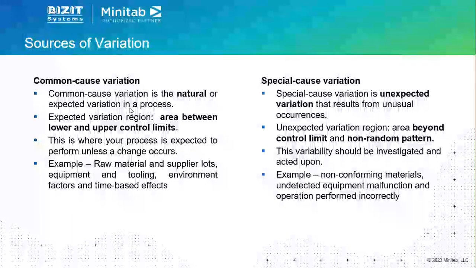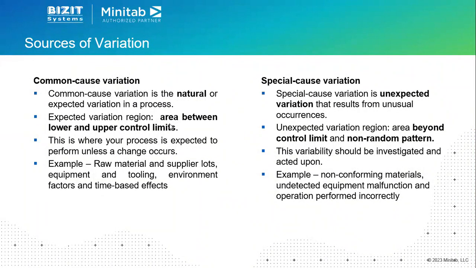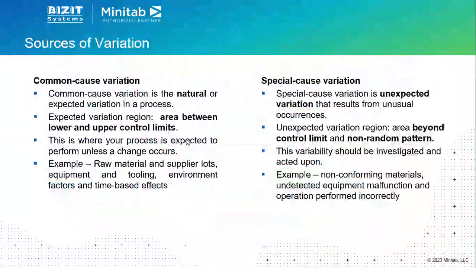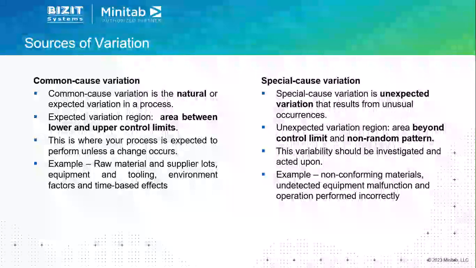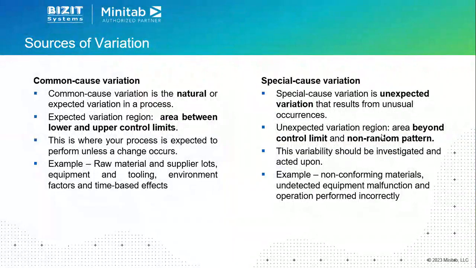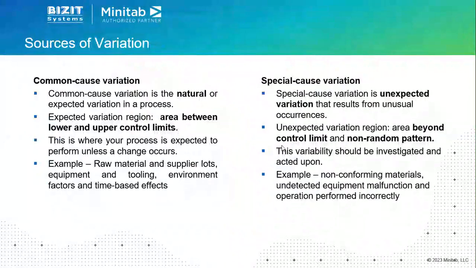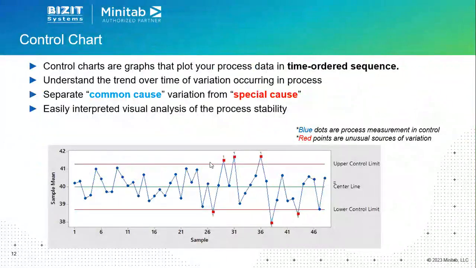So common cause variation is the natural part, and it is the area between the lower and upper control limit just now. Okay, it must be within this line. And then special cause variation is something unexpected, a variation that results from an unusual occurrence. Okay, and then maybe it will be beyond the control limit itself, or maybe it will show a random pattern within the control limit itself.